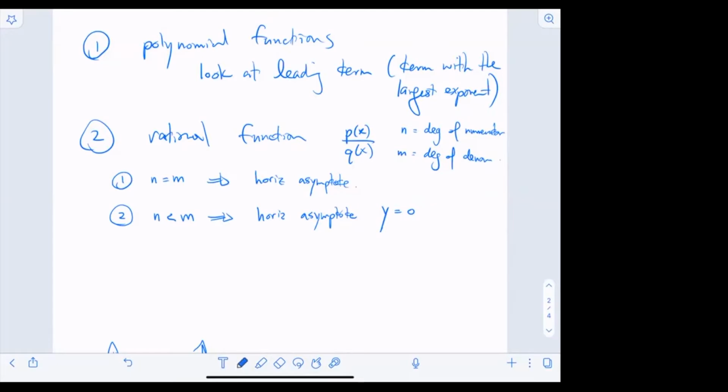The third situation where something interesting happens, where you get some sort of an asymptote, is when the degree of the numerator is exactly one more than the degree of the denominator. When that happens, you have something called a slant asymptote. They also call it an oblique asymptote. In that case, your asymptote is going to be something like y equal to mx plus b.